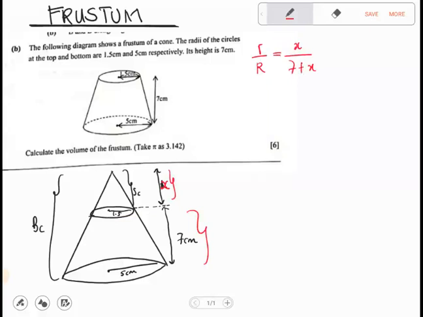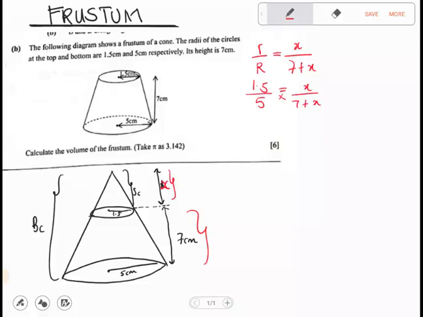Then we cross multiply. Now, what is r in this case? r is 1.5. The capital R is 5, equal to x over 7 plus x. Then we cross multiply. This is the first step that we need to do. Follow the steps. This is 6 marks, so following the steps will actually earn you almost all the marks, which is better.